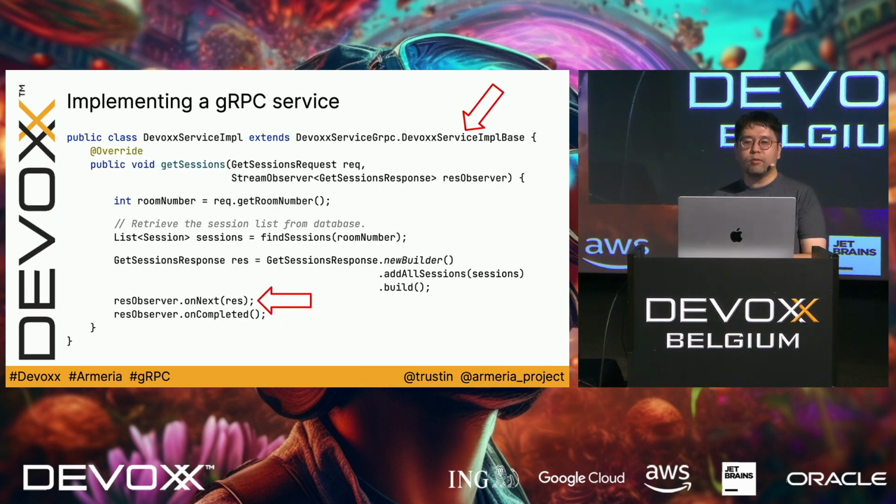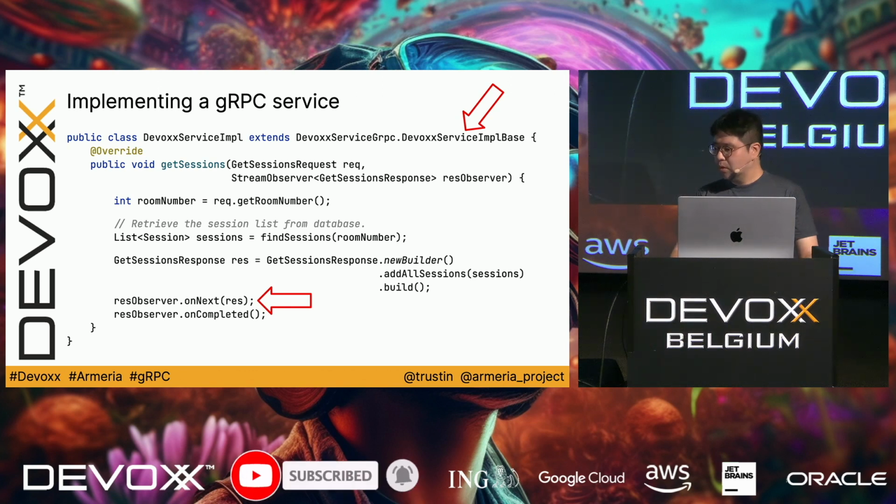So now that we have generated classes, we can implement a gRPC service by extending a base class. So in our case, the base class is devox service impl base, which has getSessions method. We implement this method to fetch the list of sessions from somewhere, like for example, database, and fill them into the response object, and then pass it over to the observer to send a response to a client.